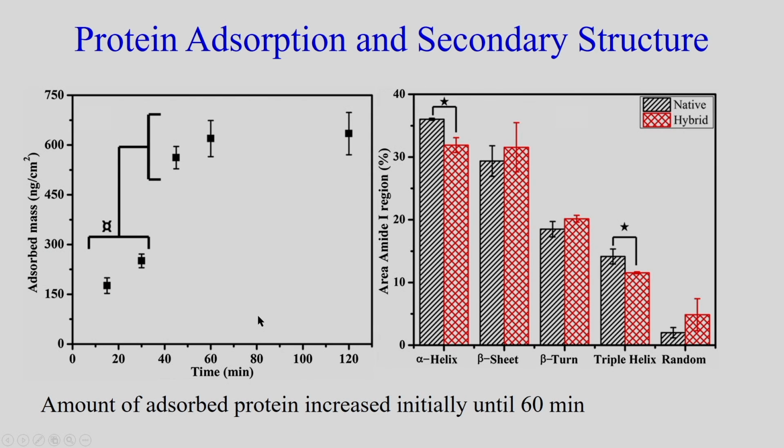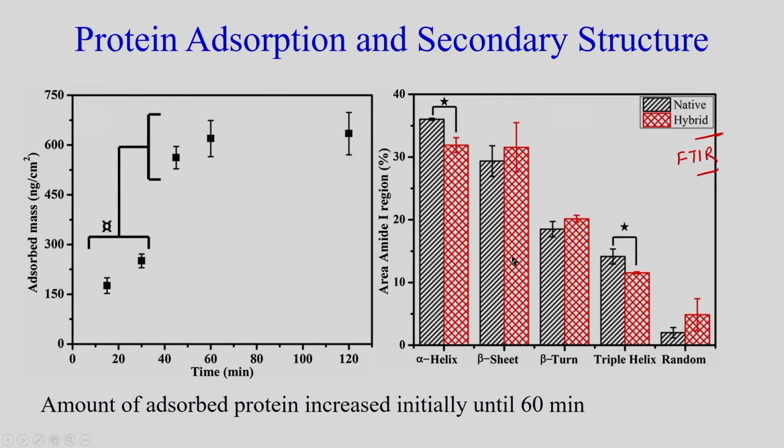So, here this is the protein adsorption and the change in the secondary structure. What we are seeing is that with time there is an increase in the amount of collagen adsorbed, and it was found that it is increasing and reaching saturation in about 60 minutes. Here we are analyzing the change in the secondary structure: alpha helix, beta sheet, beta turn, triple helix and random. For the secondary structure we have used FTIR to analyze the change.